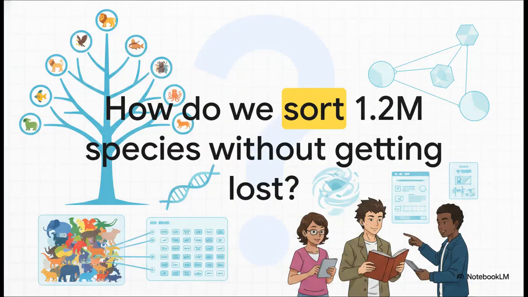So, the million-dollar question here is, how on earth do we possibly sort 1.2 million different species without completely losing our minds? Think about it. If we just dumped a million animals into a giant room, studying them would be impossible, right? We have to classify them. We absolutely need clever frameworks and foundational biological rules to organize all this chaos into neat, easy-to-learn categories.